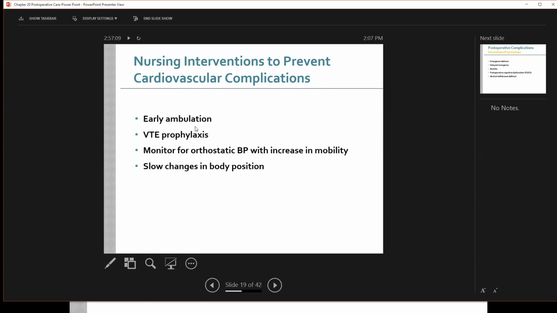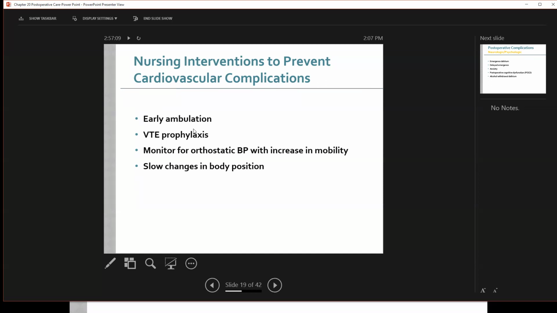Early ambulation increases muscle tone, stimulates circulation, and prevents venous stasis and VTE. VTE prophylaxis is recommended for patients with multiple risk factors for VTE, non-ambulatory, or a previous history of VTE. You may use a low molecular weight heparin to treat this. The more non-invasive would be sequential compression devices.